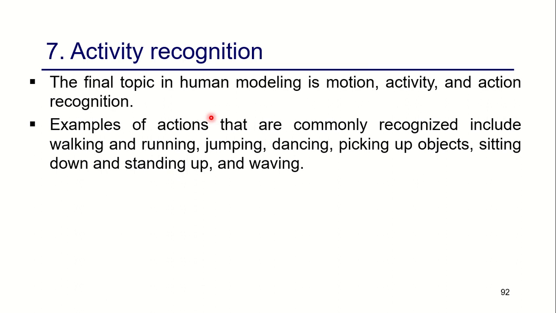Next is activity recognition, the final topic in human modeling, which is motion, activity and action recognition. Examples of actions that are commonly recognized include walking, running, jumping, dancing, picking up objects, sitting down and standing up, and waving, etc.